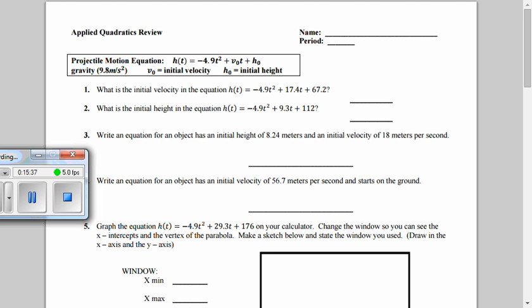Do you remember how this equation has the velocity built right into it? Is it the first number, the middle number, or the last number? Middle. Okay, so on number 1, what's the velocity?